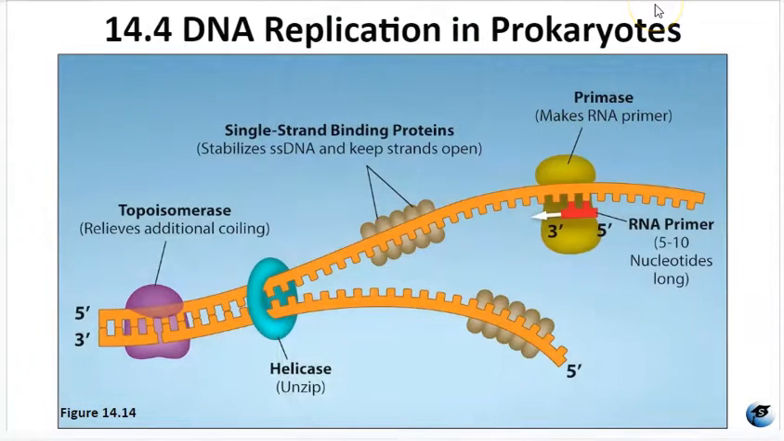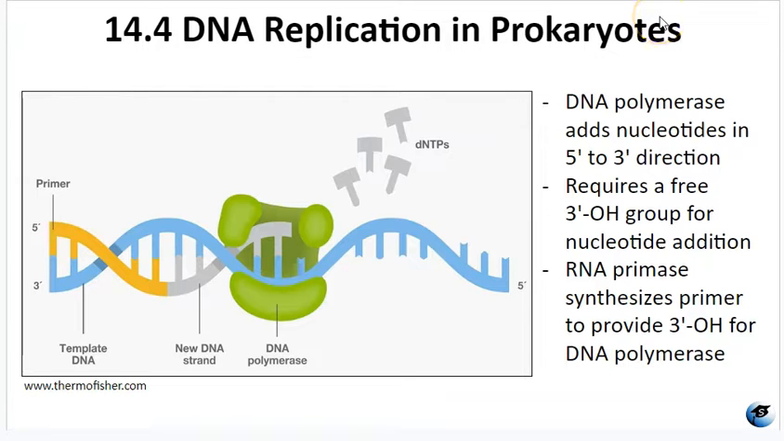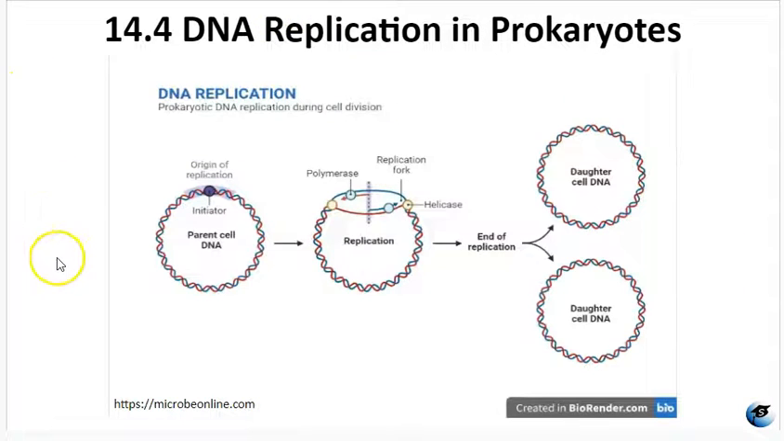So, figure 14-14 is showing some of what we saw in the video. This is topoisomerase that keeps the DNA from recoiling. The helicase opens up the DNA, separates the strands. We have single strand binding proteins that help keep the strands separated. And then we have primase that's making the RNA primer. Then we have DNA polymerase that comes and attaches to that RNA primer and then begins going down the template to add nucleotides in the 5' to 3' direction. And this is a figure that's just kind of showing the overall process.